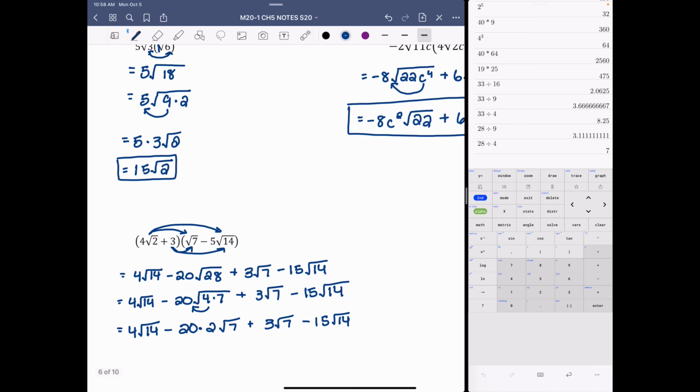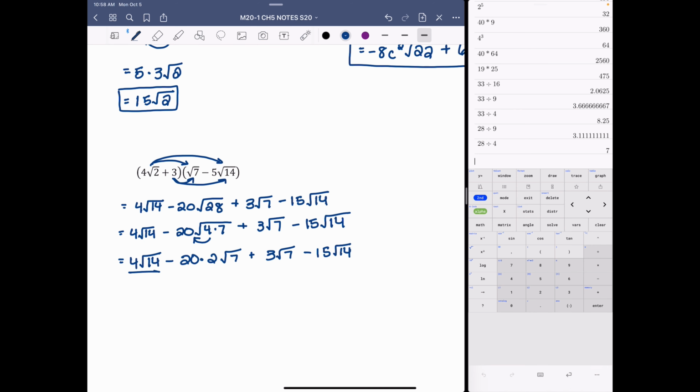Then we can combine our like terms. I have root 14, and then I have root 7. 4 root 14 minus 15 root 14 is negative 11 root 14. And then I have negative 20 times 2 is negative 40 root 7 plus 3 root 7. So negative 40 plus 3 is negative 37 root 7. There's our simplified answer.